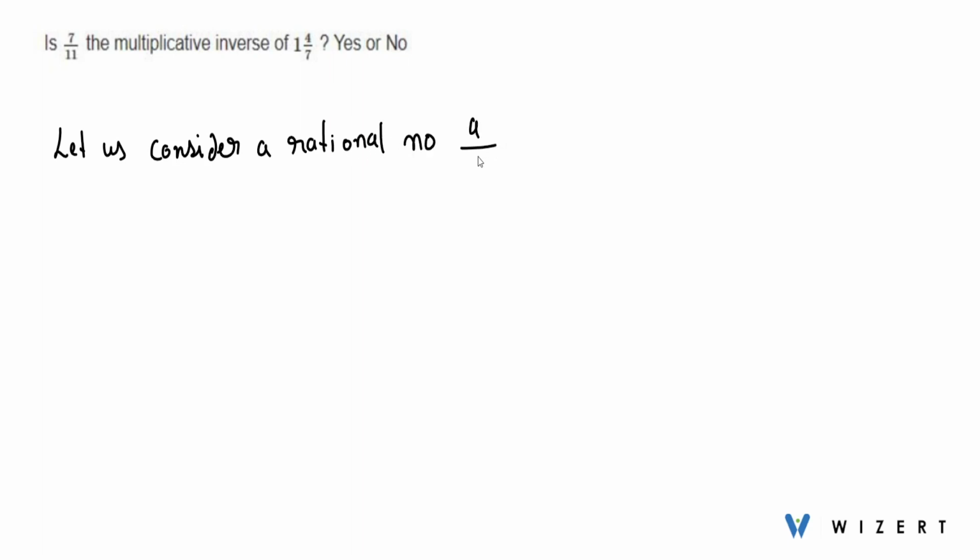According to the question, we have to find whether 1 4 upon 7 is the multiplicative inverse of 7 upon 11. But before we proceed, we must know what is multiplicative inverse of a number. So for that, let us consider a rational number a upon b, and let p be the multiplicative inverse.